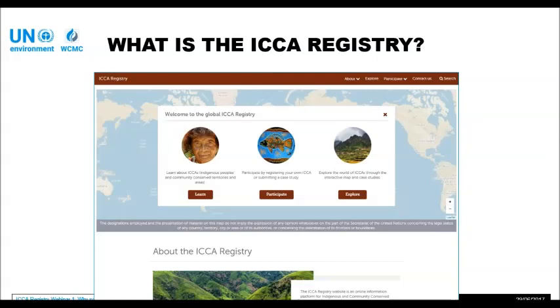The ICCA Registry database is a secure offline database. Although the database is offline, the registry has an online presence through its website, iccaregistry.org, shown here. The website includes details on background information, things to consider before registering, and how to register. An optional step in the registration process is providing a case study on an ICCA, which is then displayed on this website.